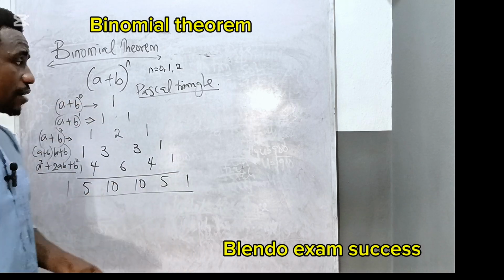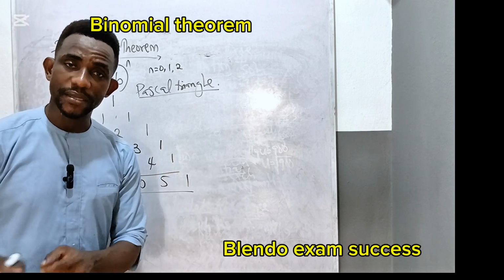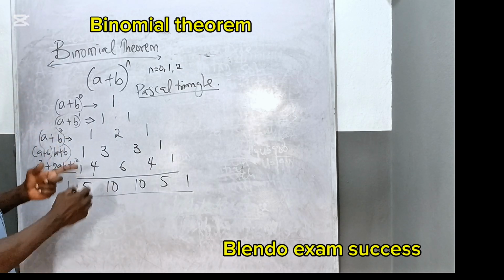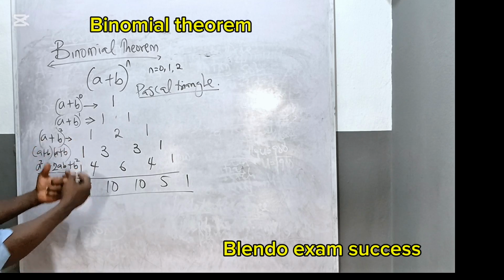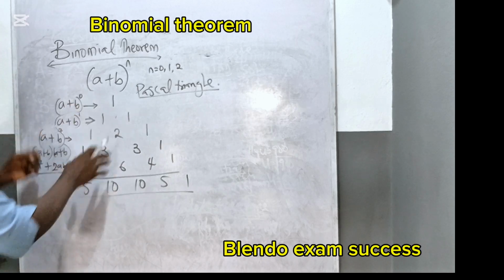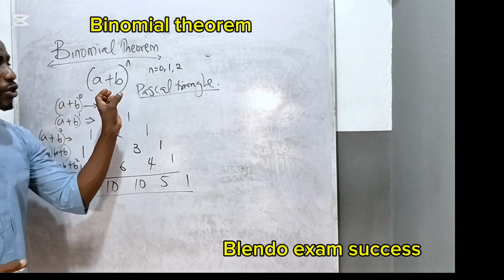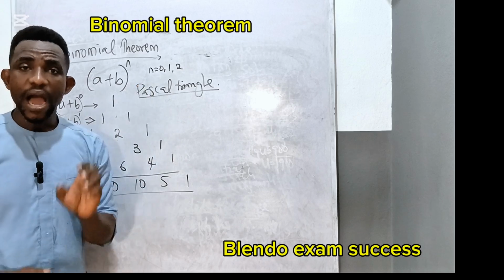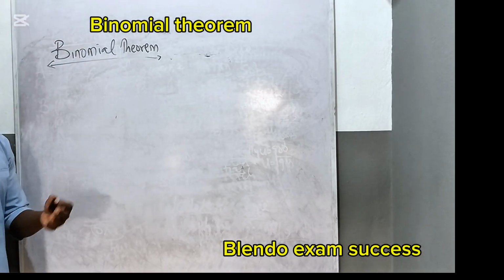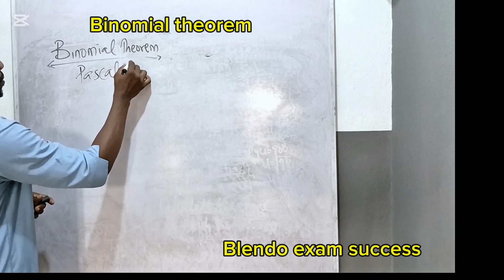This is the shape of a triangle. That is why it's called Pascal's triangle. And the scientist who discovered it is called Pascal. That is why it is named after him. So we are going to look into some examples on how we can use Pascal's triangle to expand a binomial expression. In our next class, we can talk about the binomial theorem and how we can use it to expand binomial expressions. Let's see how we can use Pascal's triangle to expand a binomial expression.